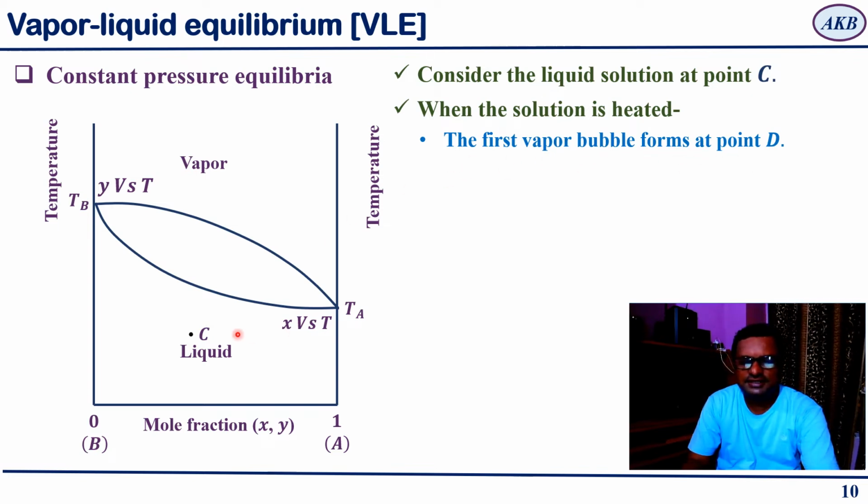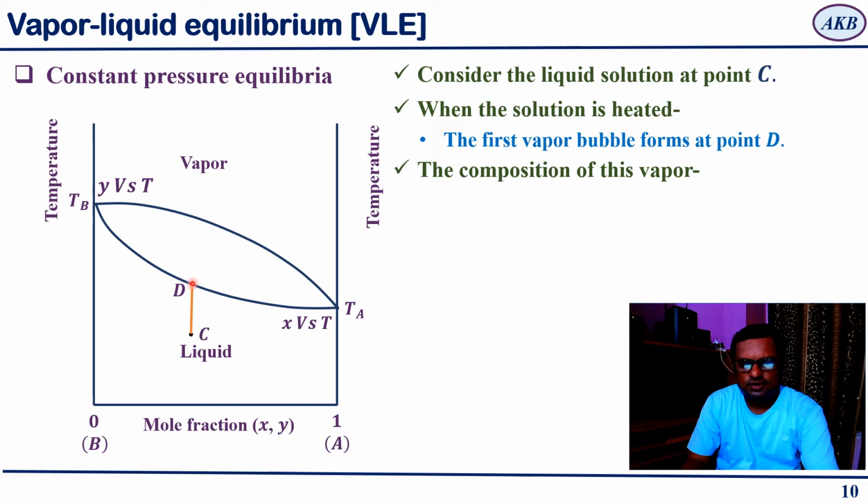Now let us understand this on this diagram. You are starting at C, and if you are heating it, the process will be followed along this orange line, and you are coming at this point. This point is point D. What is the significance of this point? The first vapor bubble forms at point D.